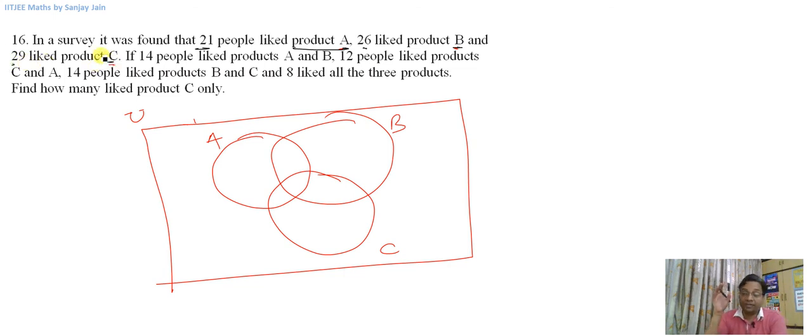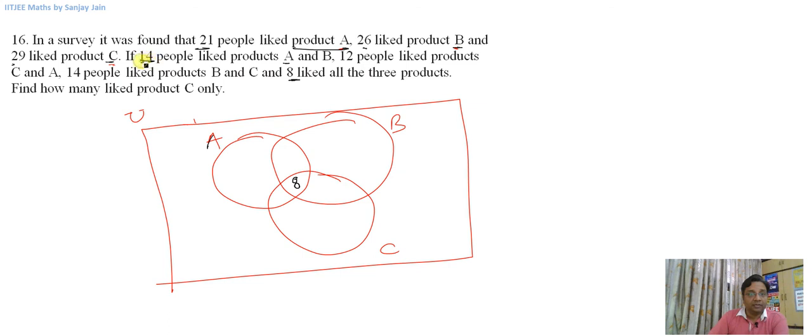What I'll start with is the common area which is common to all these three. So I'm looking for that data first. Read this question and start looking for that data. 14 people like products A and B, 12 like C and A, 14 like B and C, 8 like all the three products. So I'll start with 8 here. It is the number that likes all the three products.